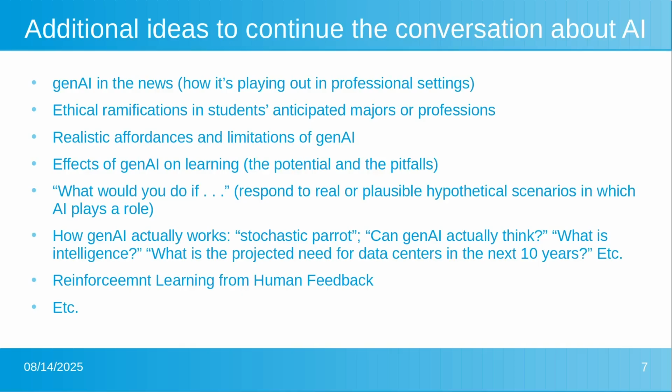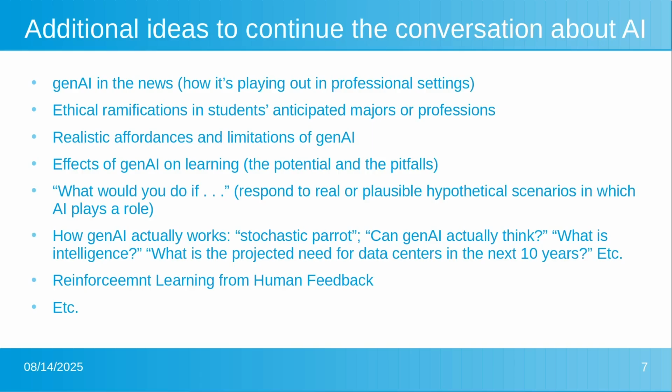I do try in my classes to be kind of transparent about the teaching that I'm doing and why I'm doing things that I'm doing, why I'm asking students to do certain things. I try to be transparent about the teaching of writing, so that they don't just feel like it's busy work. And this kind of goes along with that, the effects of genAI on learning. Scenarios, like what would you do if? You can respond to real or plausible hypothetical scenarios in which AI plays a role.